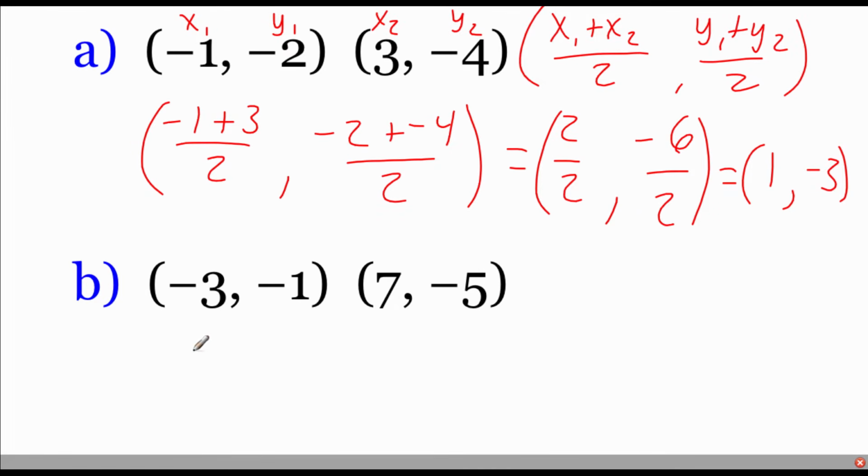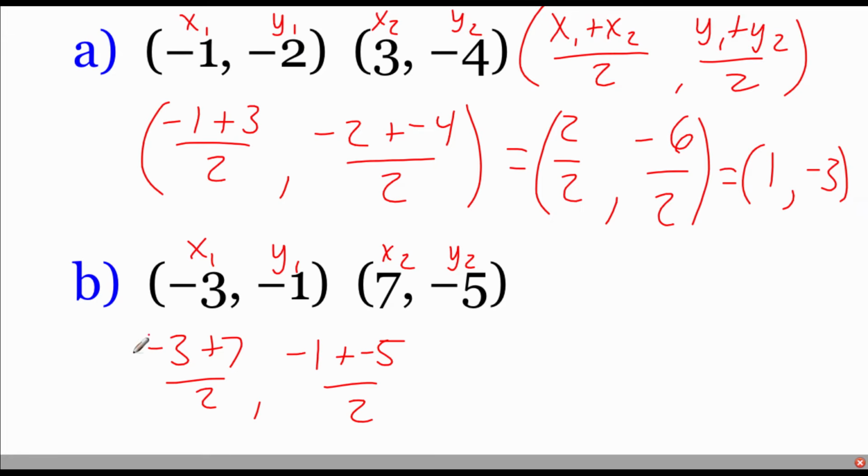Taking a look at our next example, we've got the point -3, -1, and we've also got the point 7, -5. Just like I did on the last one, I'm going to label these ordered pairs, so x1, y1, x2 and y2, and then let's just start plugging them into our midpoint formula. So -3 plus 7 divided by 2 and -1 plus -5 divided by 2.